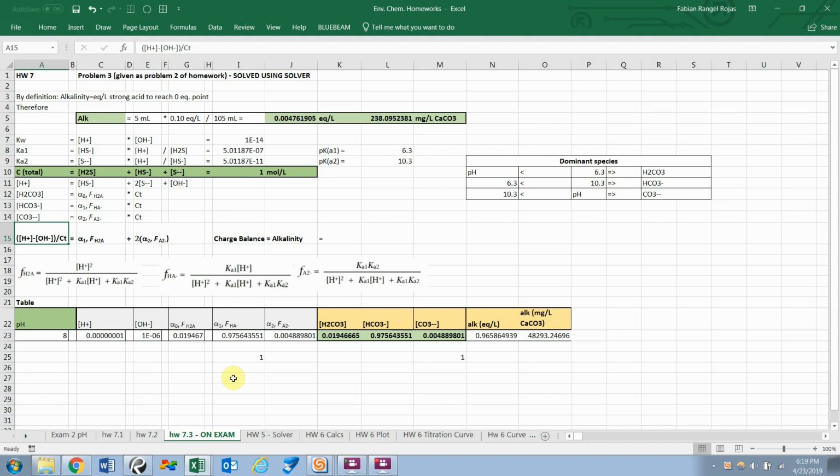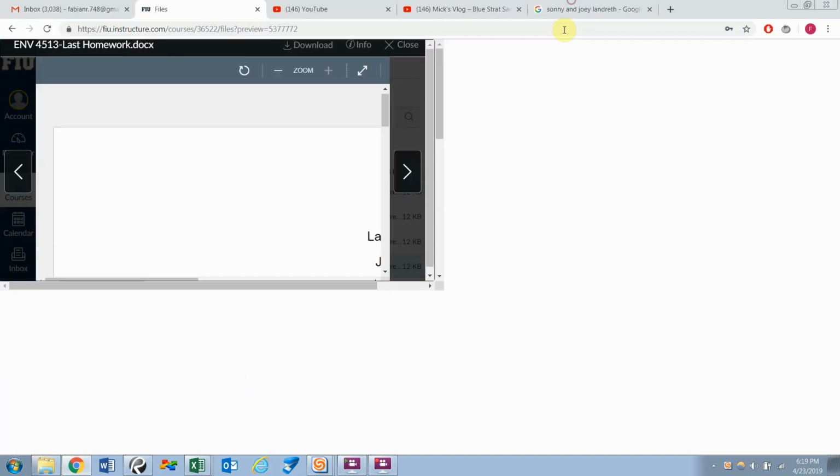Hi everyone, I wanted to do a quick tutorial on how to solve one of our chemistry problems using Excel Solver. So I decided to use problem 3 or problem 2 of homework 7. It's the last homework that Dr. Greenfield gave us to solve.